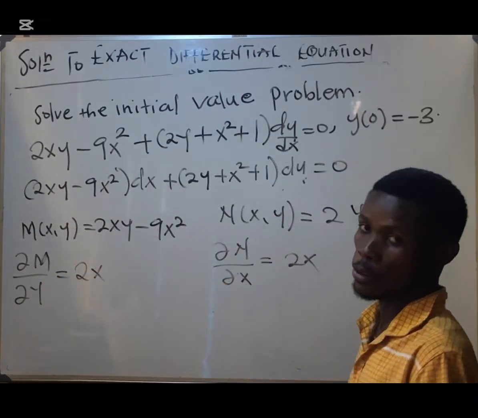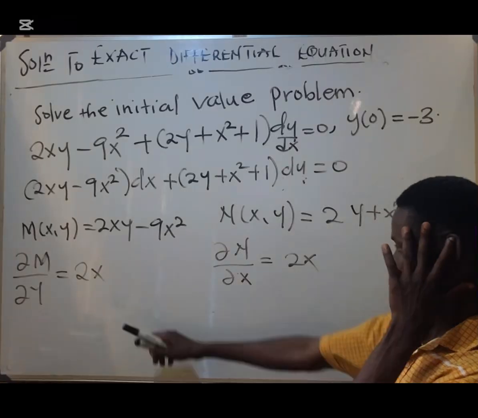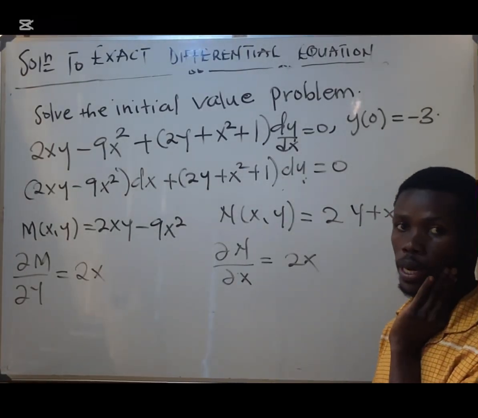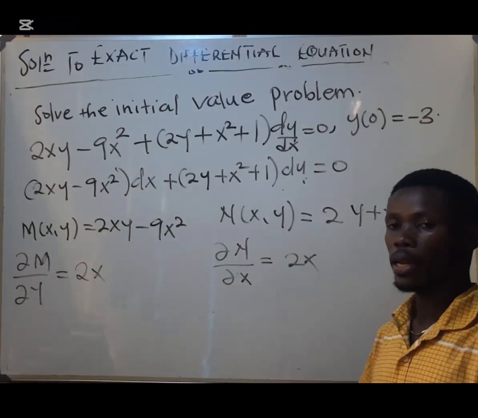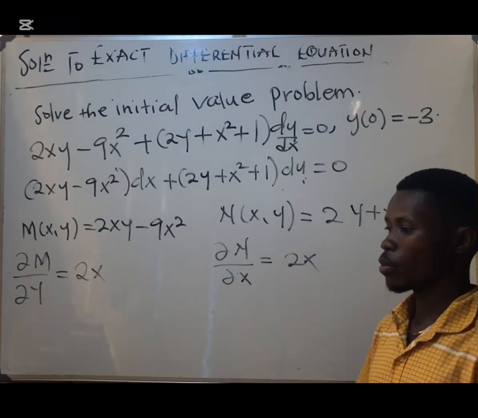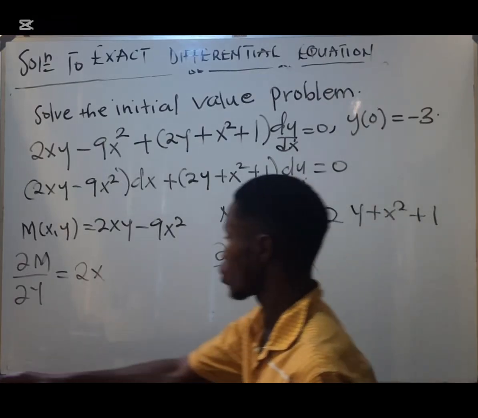So here I don't need to write the English again, because you realize that these 2x and 2x are equal, so we can say that they are exact. And if they are exact, what can we do? We can solve it using the procedure we just used. So let's solve that.